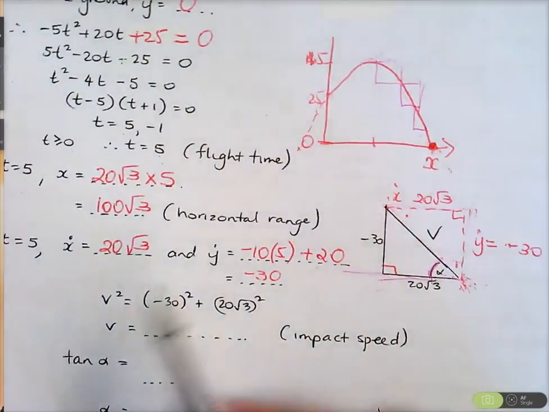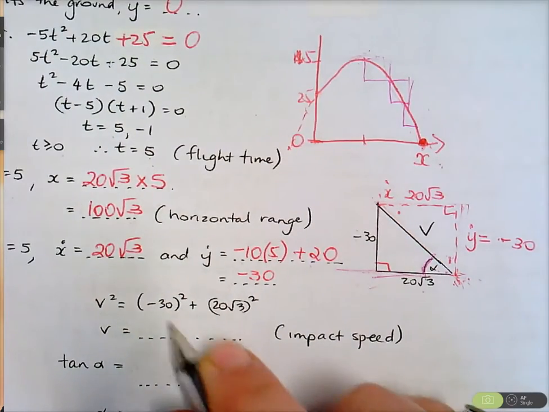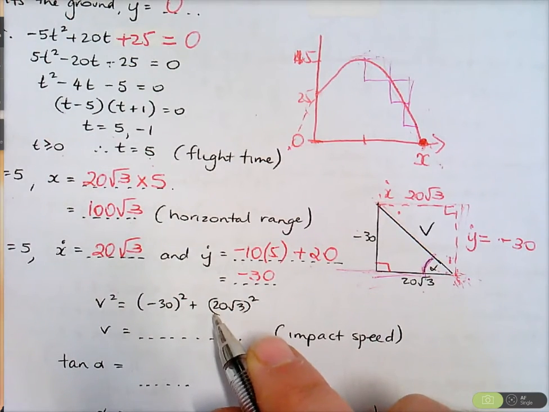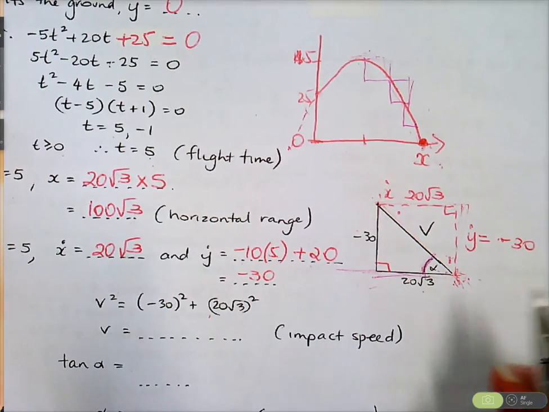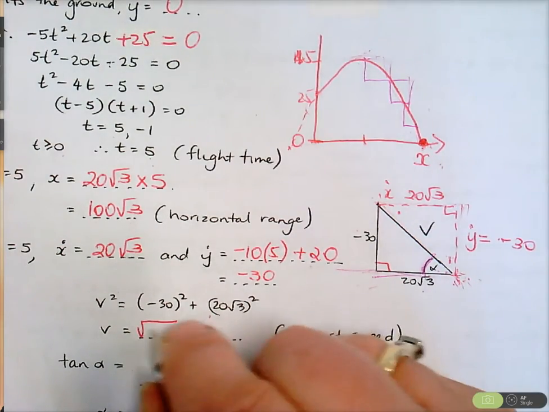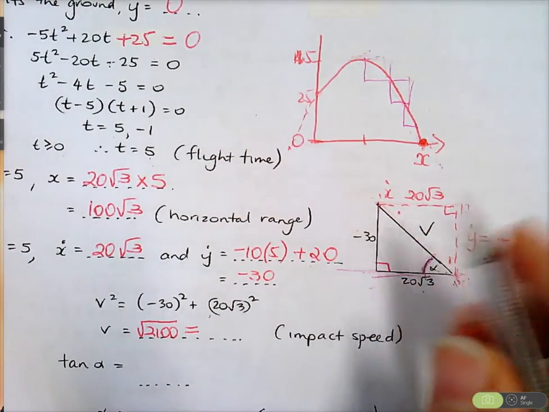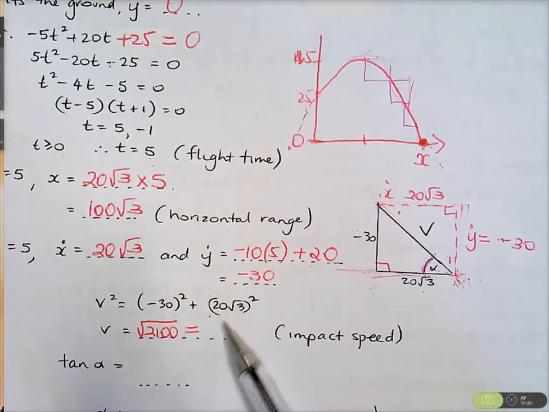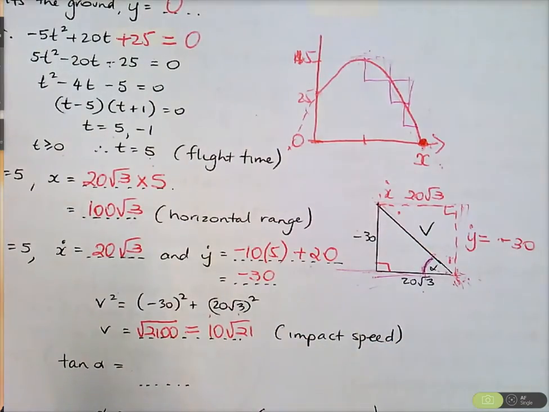So let's go. V squared is negative 30 squared plus 20 root 3 squared, which is what? Isn't that 900 plus 1200? Is it 2100? Square root of 2100? What's that? It's 10 root 21. Is it square root of 2100? I got 900 plus, yeah. I don't know what that equals. 10 root 21, that's the impact speed.